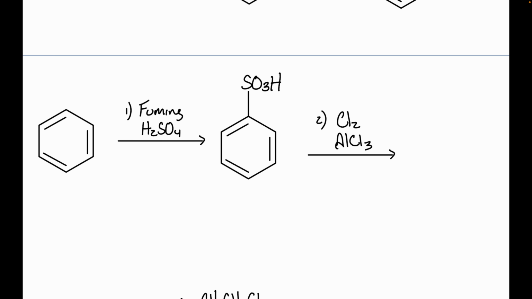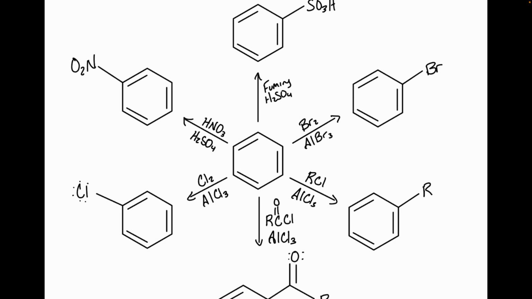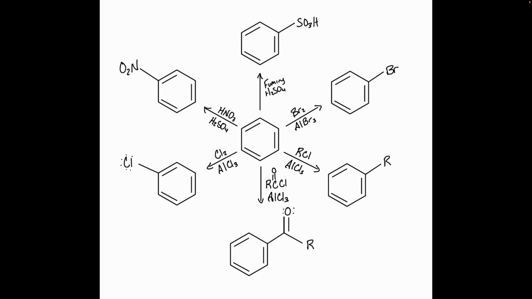All right, so first of all, you can see that having a good command of those 6 EAS reactions is going to be important, right? Because again, we took these 6, we learned them individually at first, and now we're just mixing and matching them. So we need to know what each of them does, right? So again, that's our fuming sulfuric acid, our sulfonic acid group.